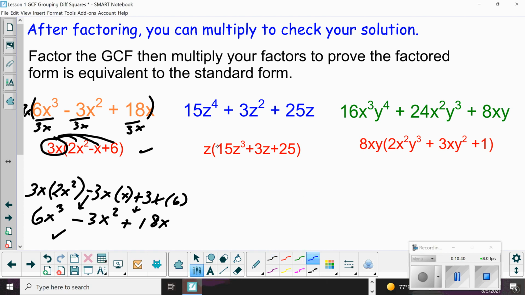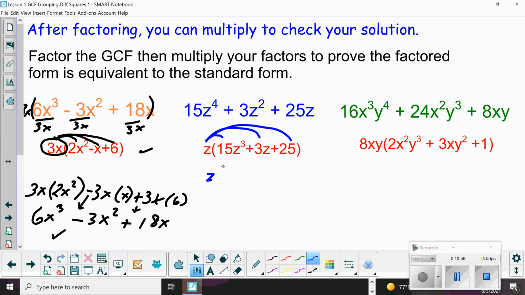So here, I factored this. Notice 15, 3, and 25. No common numerical. Z to the fourth, z squared, z. I got out a z. So now I'm going to distribute the z back to all three terms.